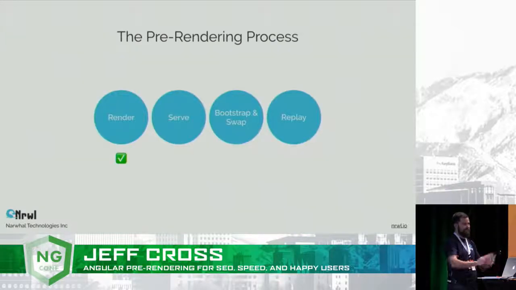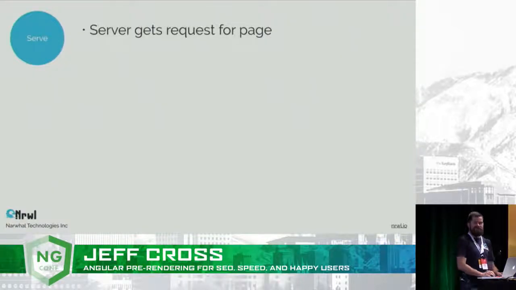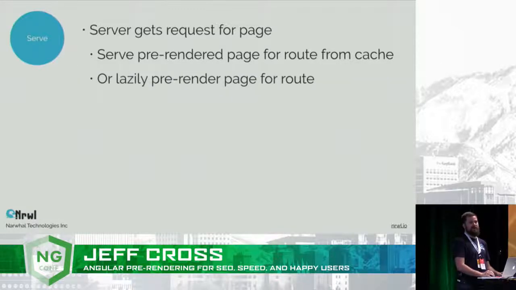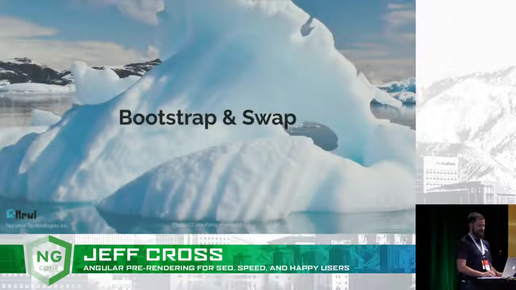So we've covered the hardest part of this whole life cycle, which is the actual rendering and how and when you do it. Let's talk about serving. The server gets a request for a page, and it serves a pre-rendered page from your cache if you've pre-built it, or it lazily pre-renders from a route, and that's all you need to know about serving. You can figure out the rest based on your own infrastructure. But the ideal is that if you've already got a page rendered in a map, you just kick it back to the server, and if you need to do something else with it, you can. But that part is pretty simple compared to everything else here.